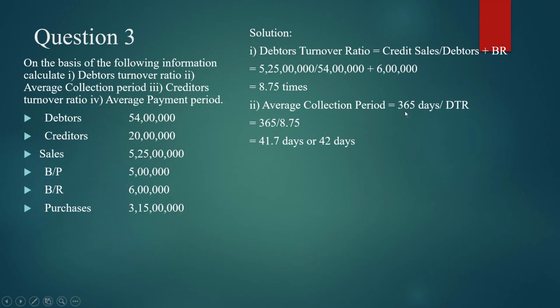Now in collection period, I have told you again, 365 days divided by debtors turnover ratio. Whatever debtors turnover ratio you get, it has to be divided into the 365 days.